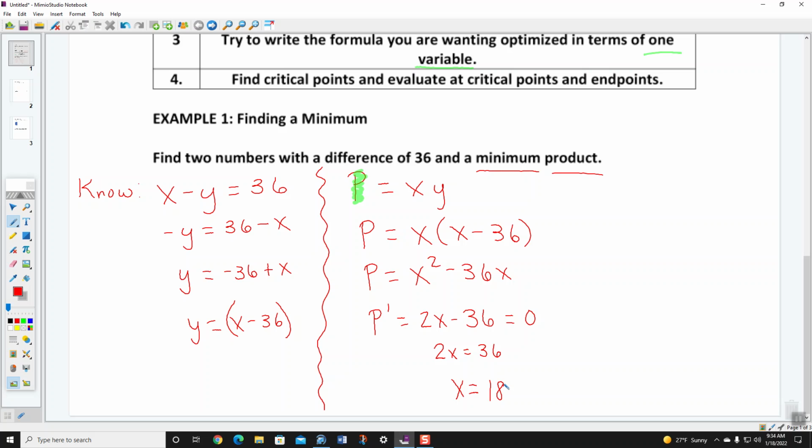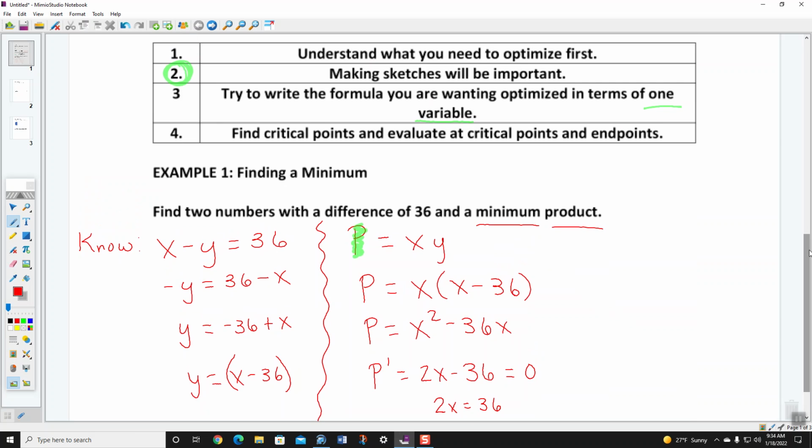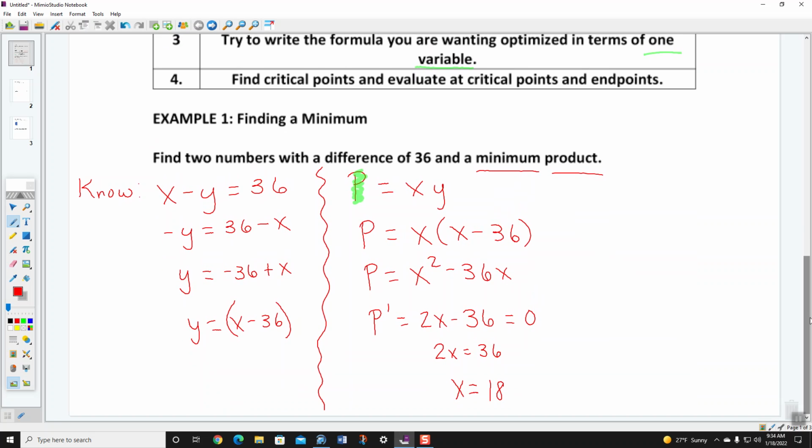Right here, guys, we knew that x is 18 right here, right? Now, from what we knew over here, wasn't y equal to x minus 36? So from this now, we could say y would equal the 18 minus 36, which is what value? Negative 18. Okay, so here's the question.